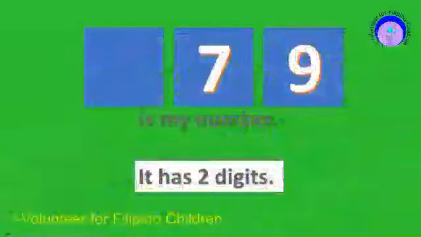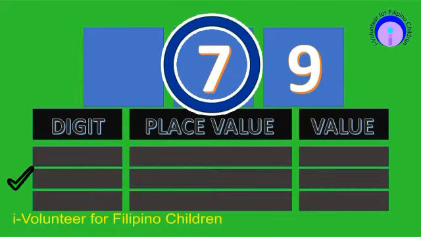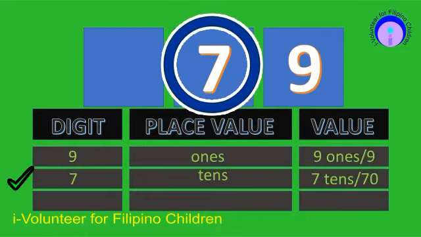What is your number? How many digits does your number have? 79 is my number, and it has 2 digits. What digit do you have? What place value does it belong to? What is the value of your digit? Digit 7 is in the tens place, and the value is 7 tenths.